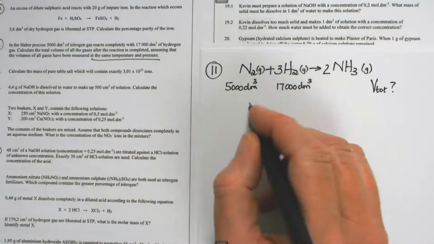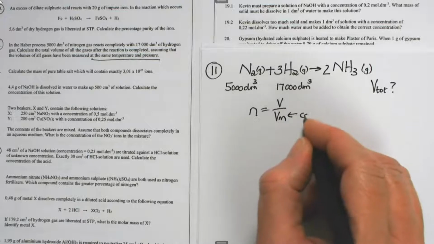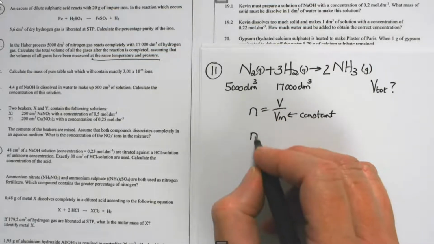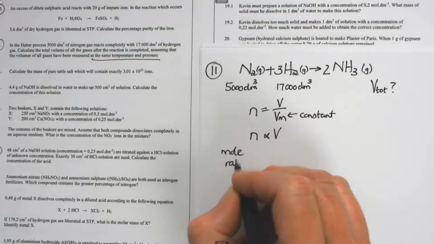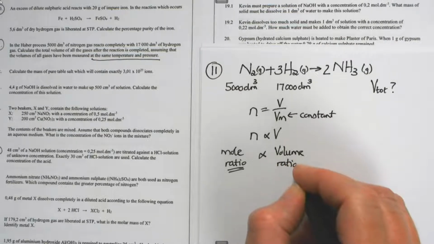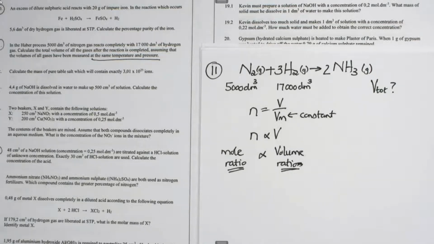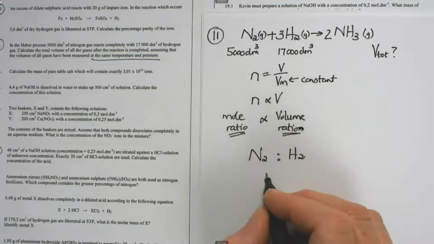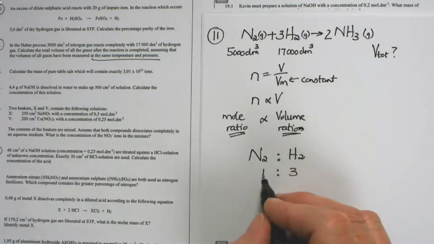So what I'm going to do, I'm going to say n equals V over Vm. Now Vm is a constant value at a certain temperature and pressure. So that means if I rearrange this, the amount, the mole, is directly proportional to the volume. So the mole ratio is directly proportional to the volume ratio. I don't say that the mole equals the volume. The ratios are proportional to each other. So if I look at N2 to H2, they must be in the ratio 1, which is in front of the N2, and 3, which is in front of the hydrogen. They're in the ratio 1 to 3.